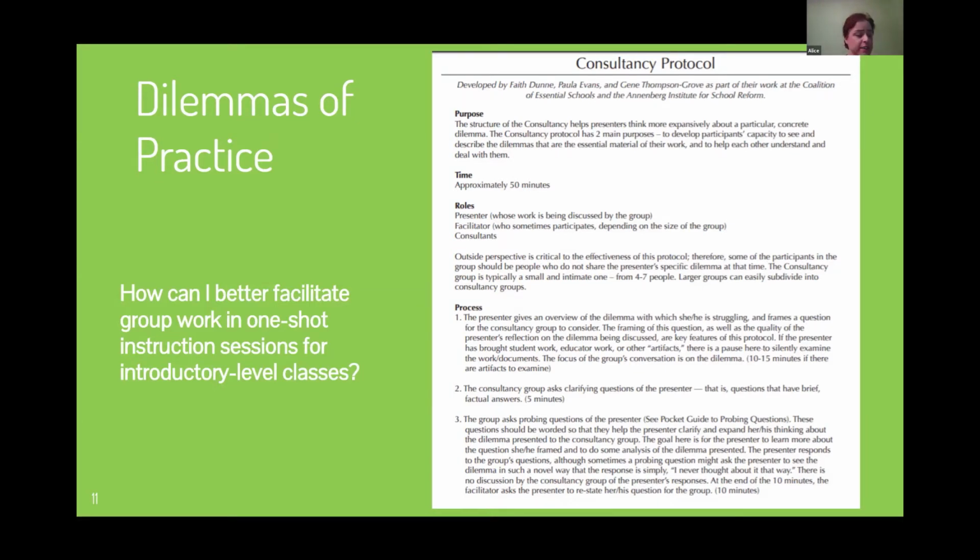And then we move into probing questions, and those questions are designed to help the presenter expand their own thinking. So a good probing question is one that elicits a response from the presenter like, oh, I never really thought about it like that. So for example, maybe with my dilemma, somebody might say, what do you assume to be true about students in introductory classes?